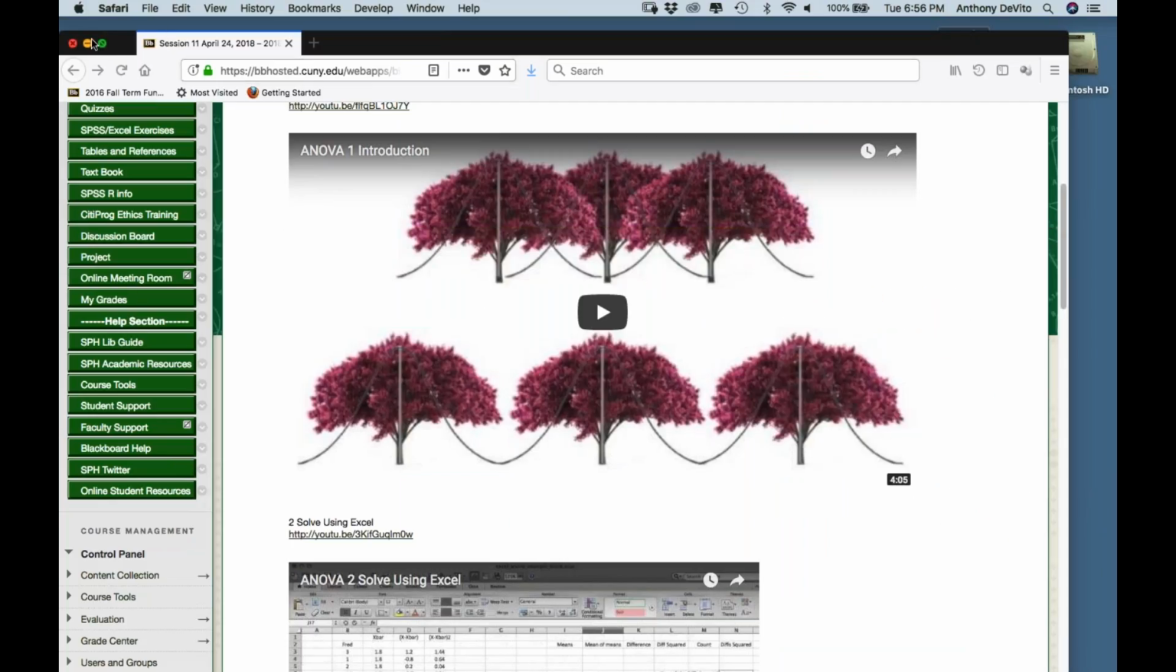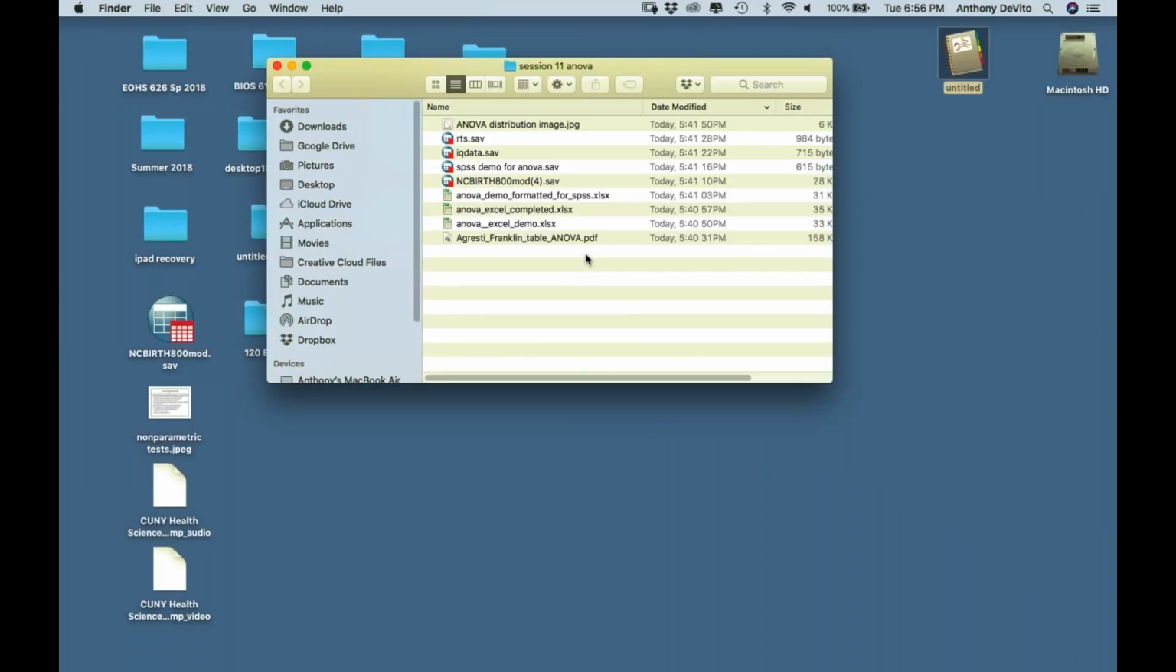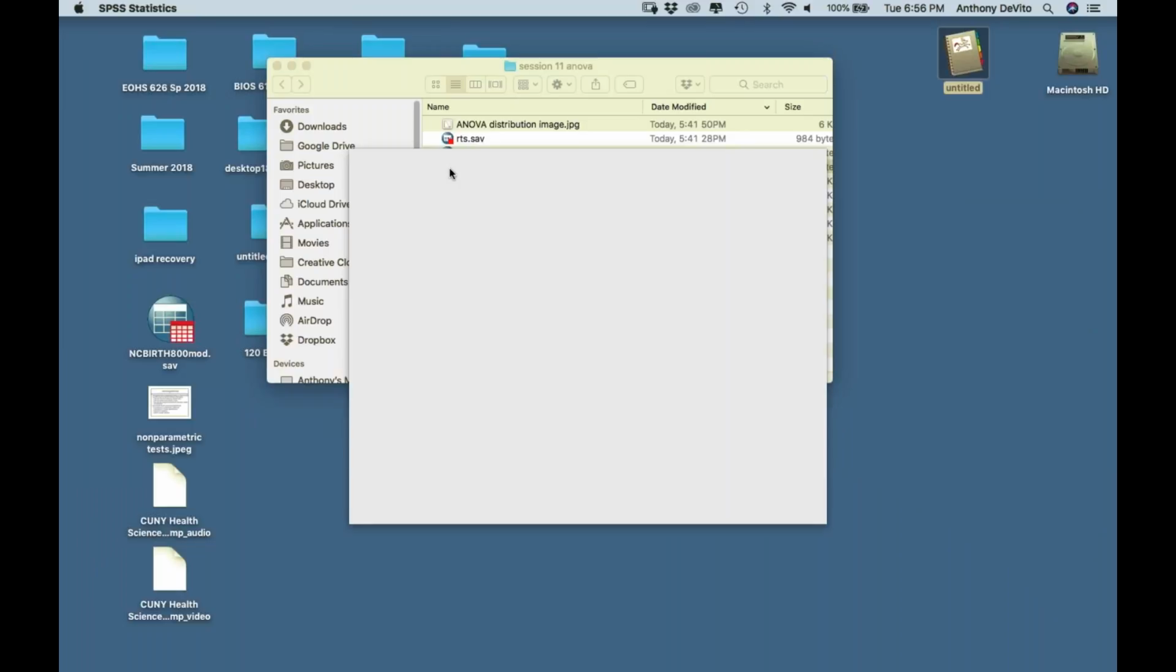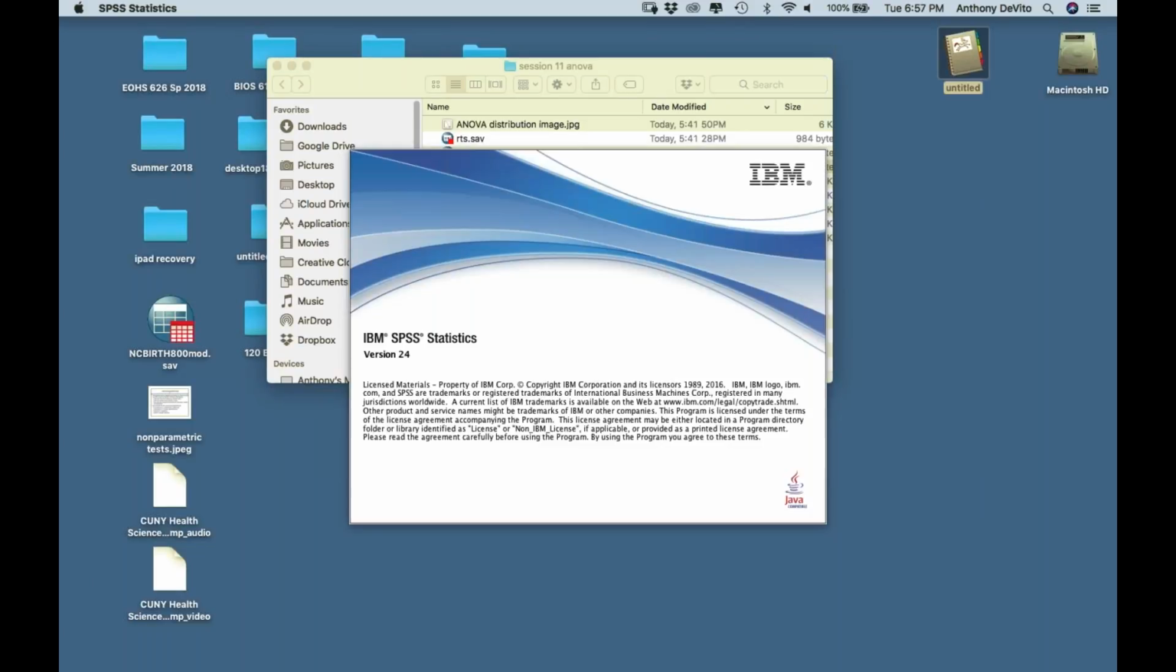Okay, so let's take a look. Let's get away from the Brooklyn Botanical Gardens. Here's one set of data. This is a simple set of data that I used for the demo that's on Blackboard. These numbers don't mean anything, actually. It's just 3 groups of numbers, 5 values each.